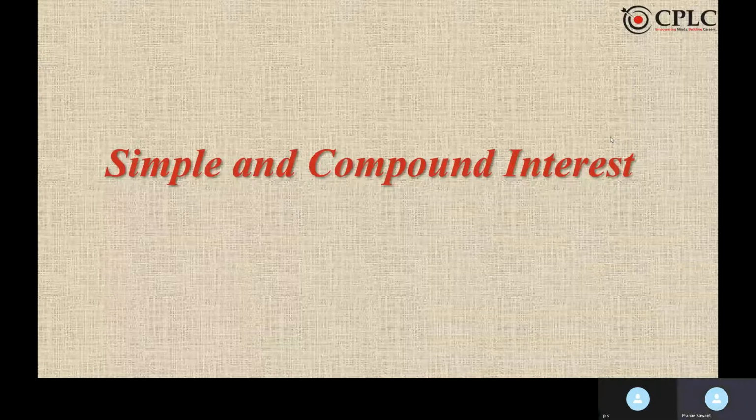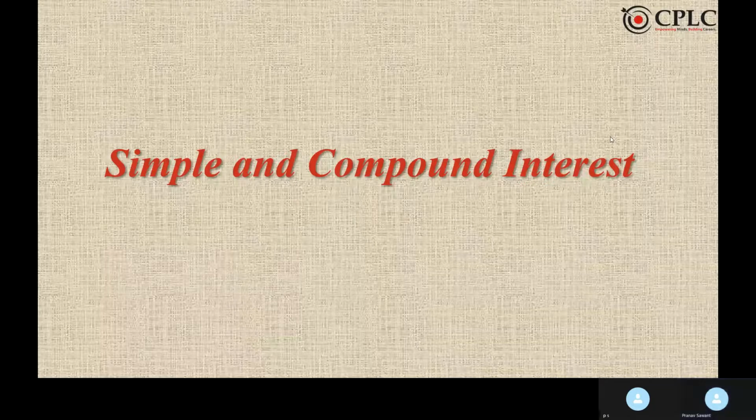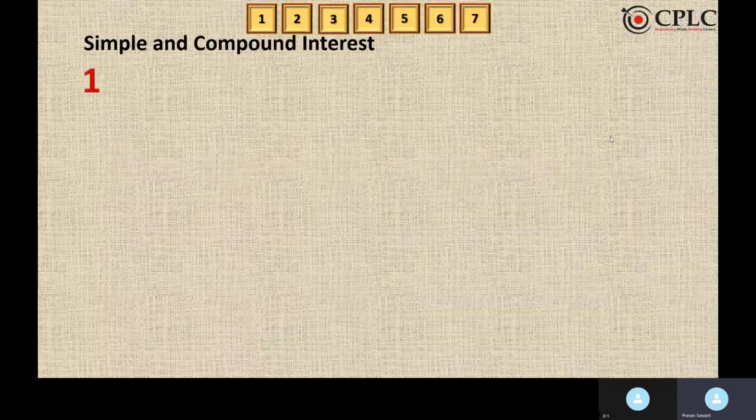Hi guys, so today we are going to solve some questions of simple and compound interest. Let's move to the first question.